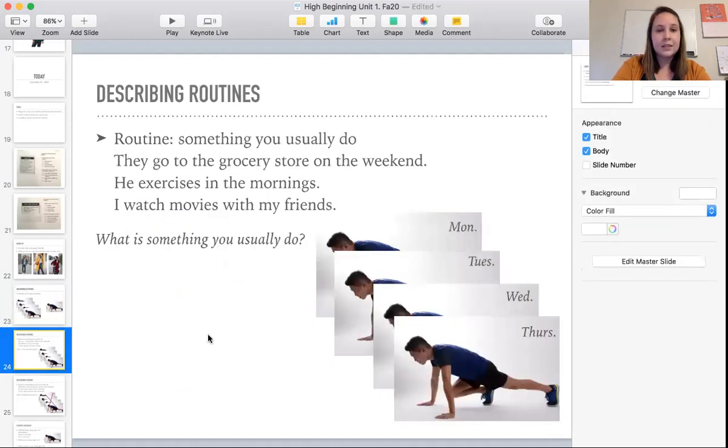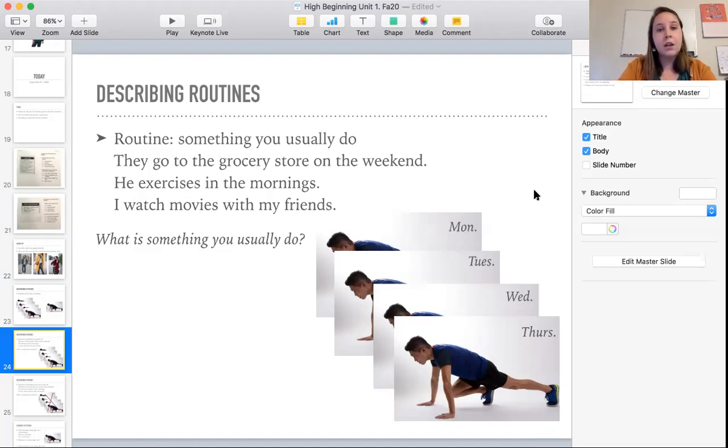Okay, let's look at some other examples. So these describe routines. They go to the grocery store. He exercises in the mornings. I watch movies. So we are using what is called the simple present here. It is the simple form of the verb. You're not adding any endings on it. You're just using the simple form of the verb. The only difference is that he and she take an S. He exercises. Okay. So one more time. He exercises.